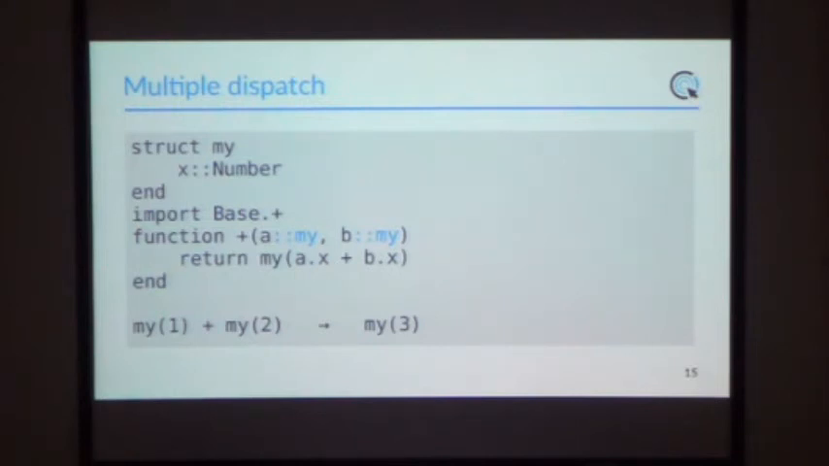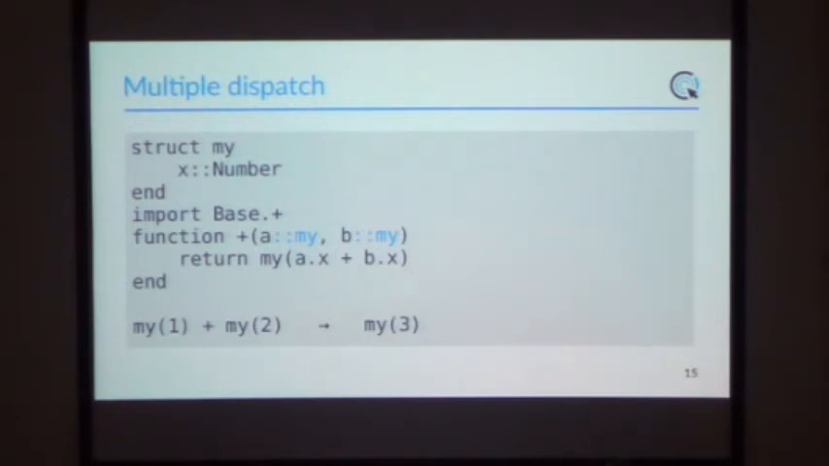I import Base.plus, because that's the function that I want to add my new implementation to. And then I write my new implementation. It will accept two My structs called a and b. It will read the x field from both of them, add them together, and create a new My struct with the sum. And when I say My 1 plus My 2, then I will get My 3 as expected. All this happens in runtime.